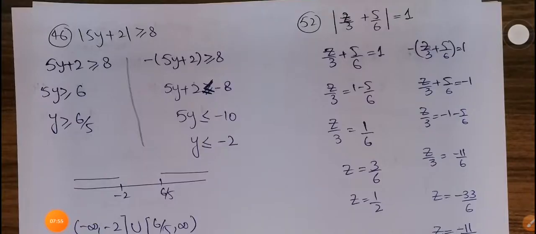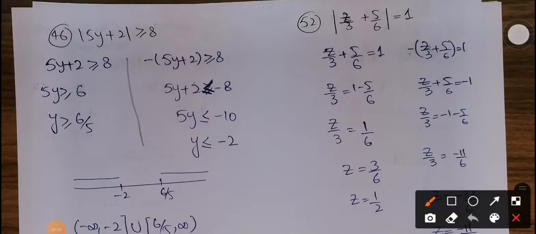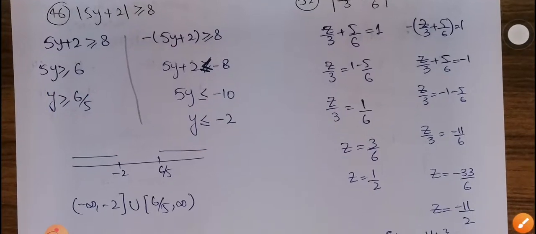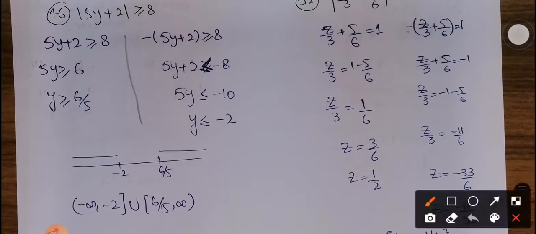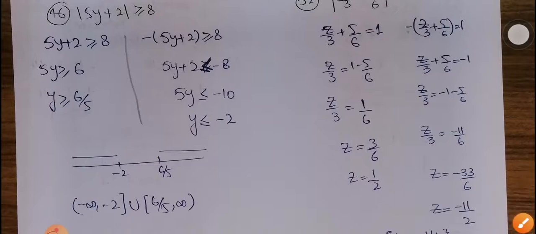Next we have question number 46, absolute value of 5y plus 2 greater than or equal to 8. So 5y plus 2 greater than or equal to 8, and minus times of 5y plus 2 is greater than or equal to 8. So we will solve it to get y is greater than or equal to 6 by 5, and this will give y is less than or equal to -2. So this is going to be the union of the two intervals, and clearly because of the sign of equality over here, we will keep the intervals closed at these 2 points.